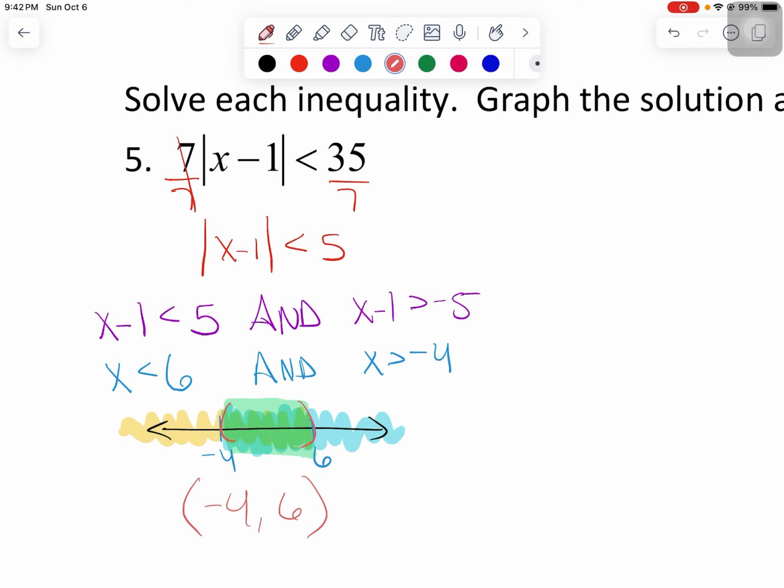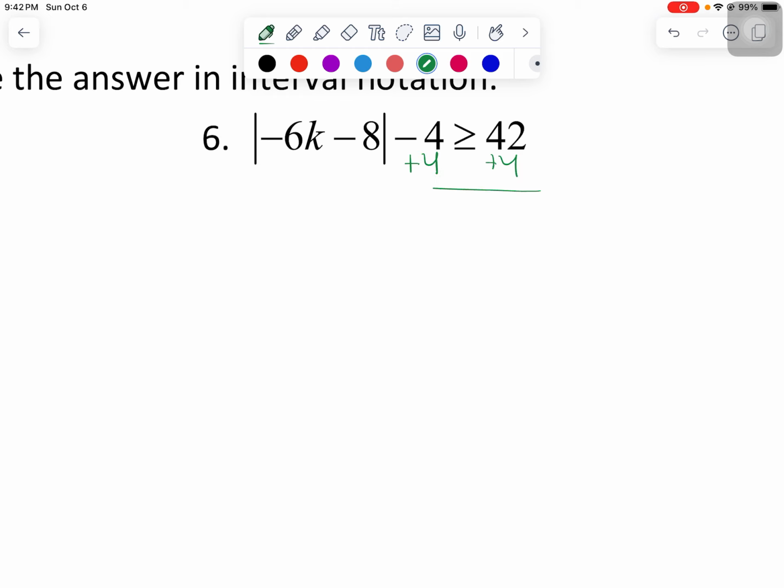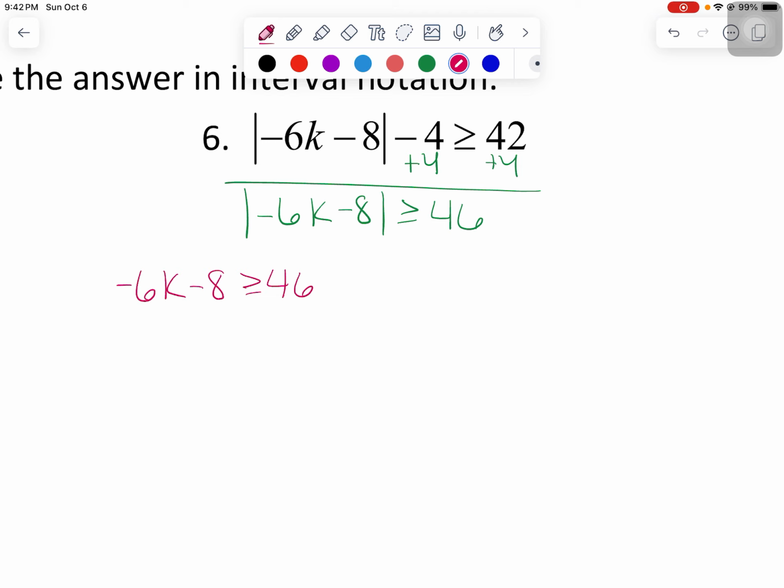So I am going to add 4 to both sides. All right, so absolute value of negative 6k minus 8 is greater than or equal to, I feel like 46 there. Sounds good. All right, split the absolute value. The first one's the easy one. Change nothing except you're dropping the absolute value bars. Okay, so negative 6k minus 8 greater than or equal to 46. Now it's greater than, so there's the or. Now the other inequality is going to be the exact same expression, but this time we're going to make it less than or equal to negative 46.